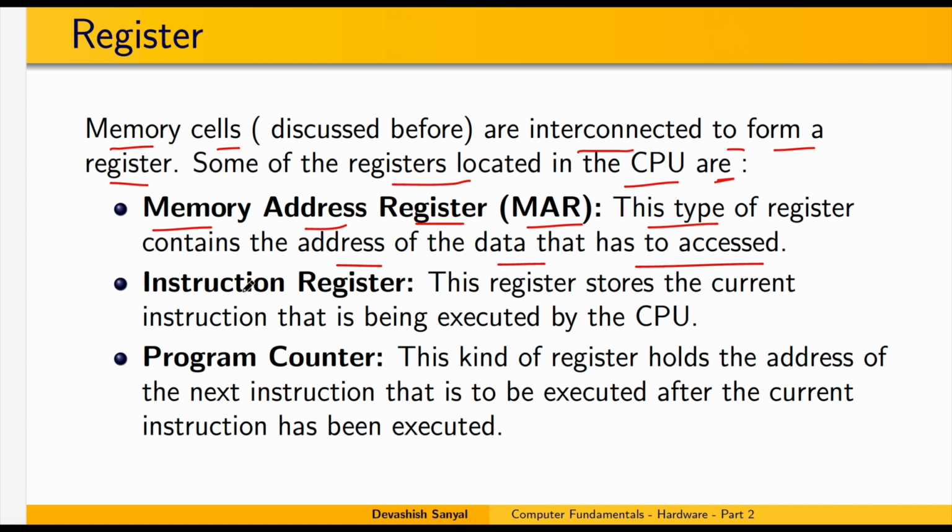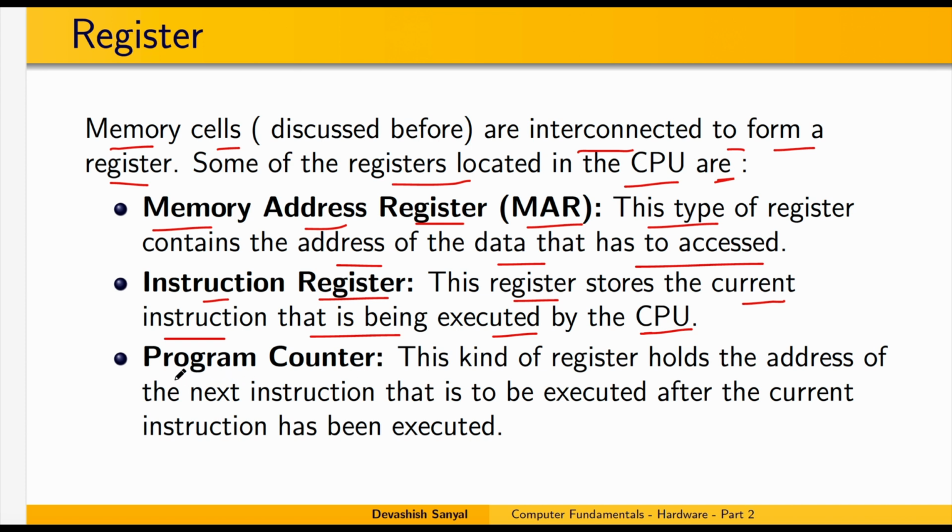Then you have the instruction register. This register stores the current instruction that is being executed by the CPU. So the CPU is, say, executing some instruction. It could be from some program you have written, say, in C. So this instruction register stores the current instruction that is being executed by the CPU.